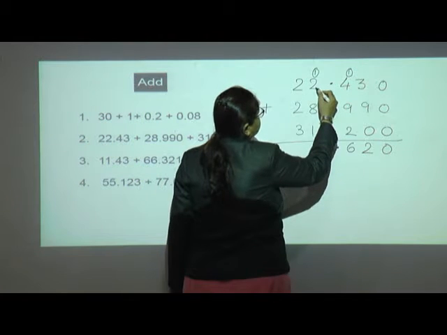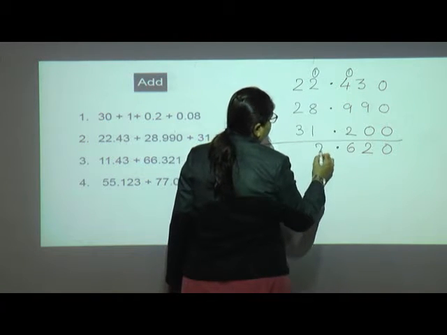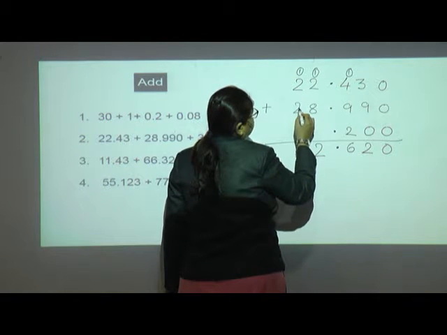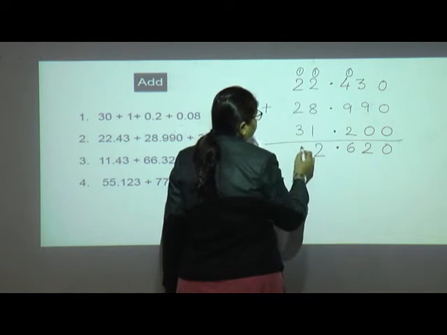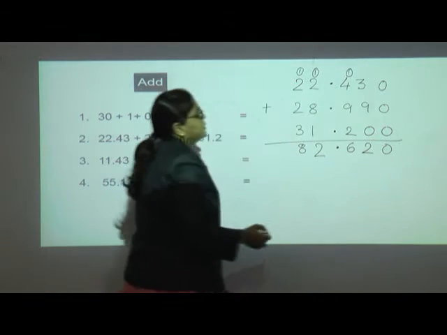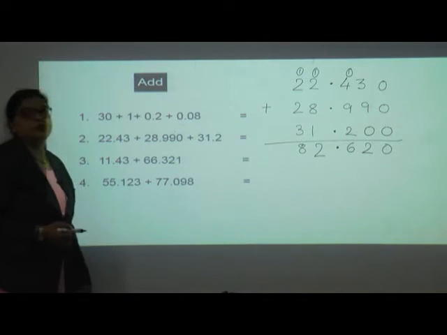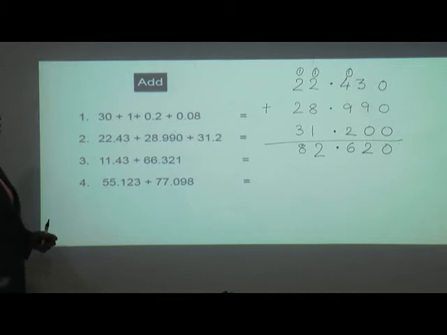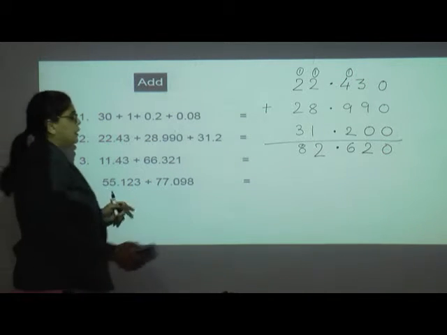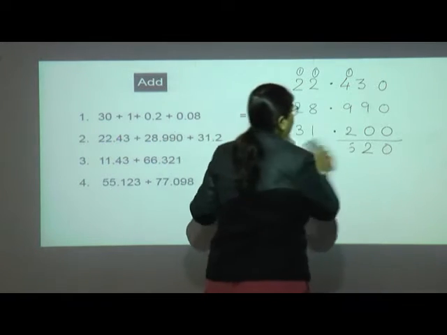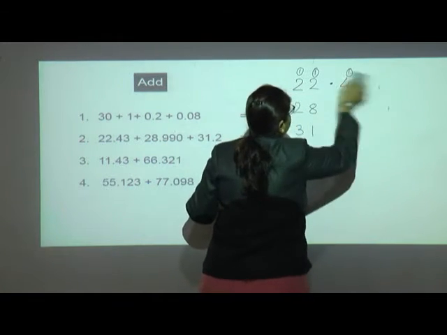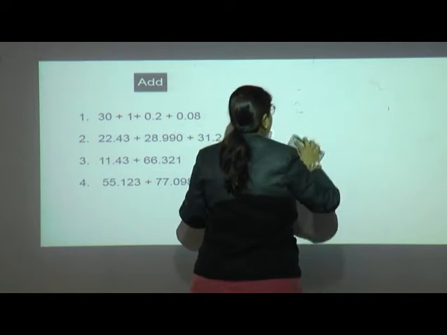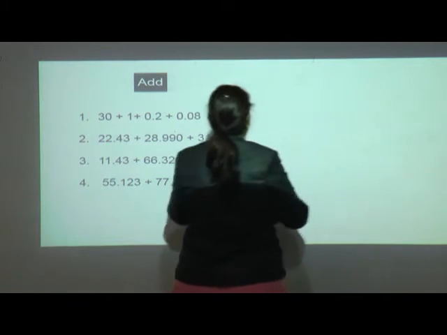Here 8 plus 2 is 10, 11, and this is 12. We will write 1 carry here. Then 2 plus 2 is 4, 4 plus 3 is 7, and 1 carry is 8. So the answer is 82.620. In this way we have to find the addition. I will just show it in writing, then you can try adding on your own. If your concepts are not clear, we will see one more example, so it will be easier to do additions of given decimal numbers.